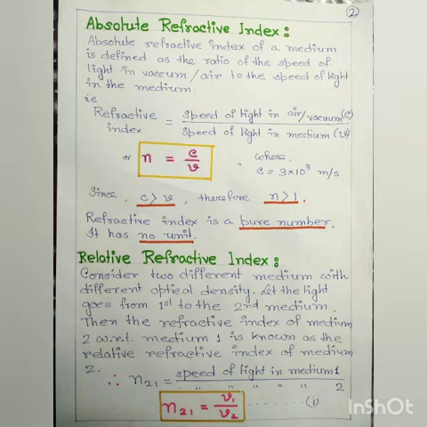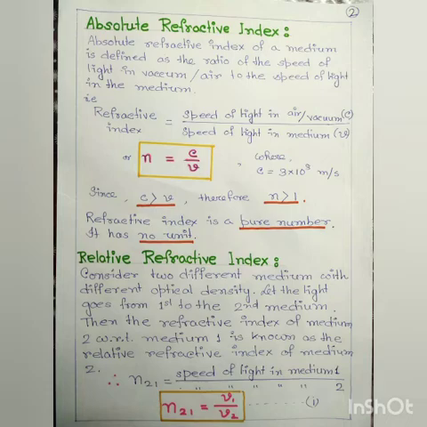And now we will use the relation of absolute refractive index, n equals c by v. Means n21 is equal to the velocity of light in medium 1 to the speed of light in medium 2. So n21 will be v1 by v2, if we consider v1 is the speed of light in medium 1 and v2 is the speed of light in medium 2. Now n21 is equal to v1 by v2. This is our first equation.